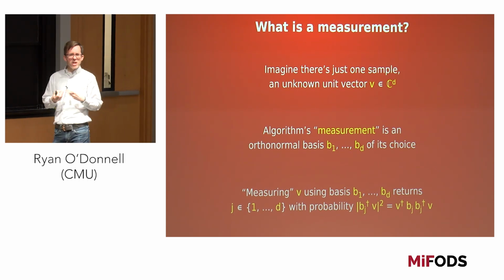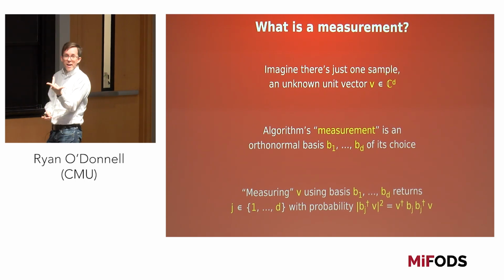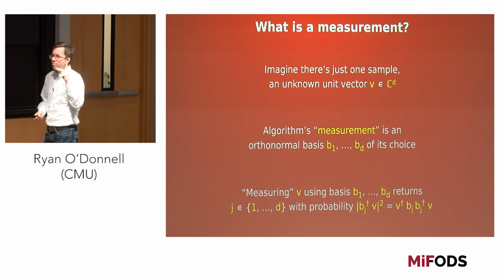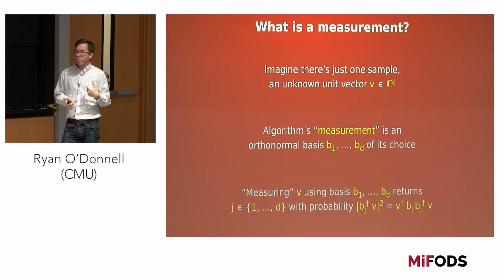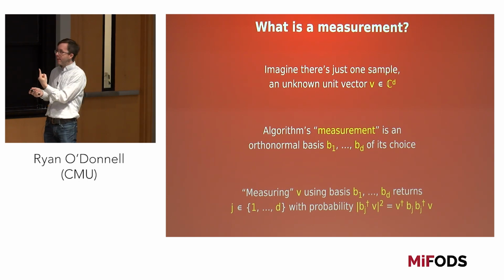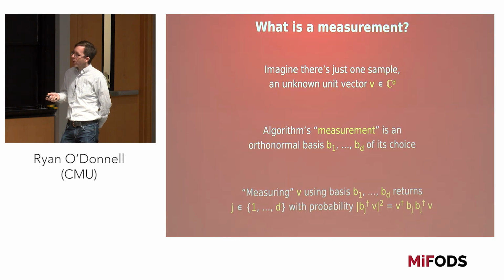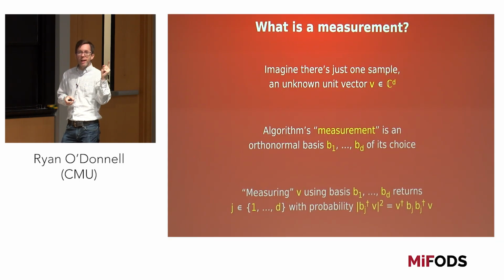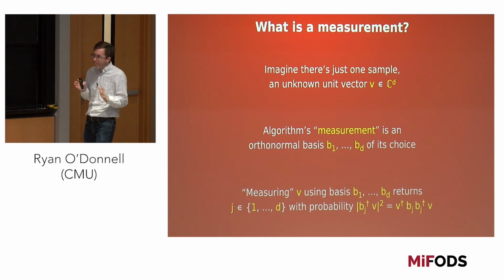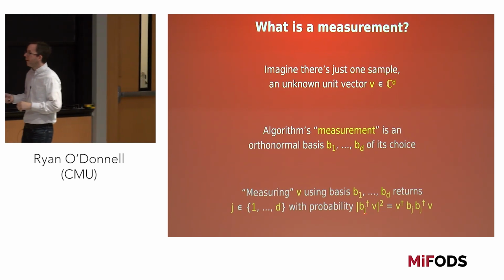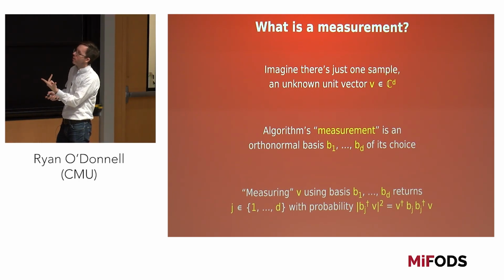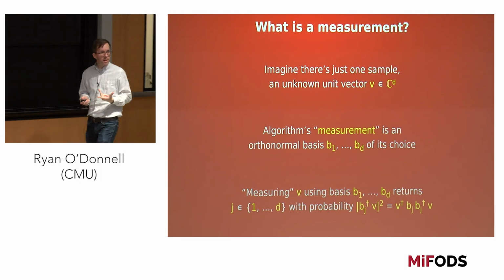OK, so the measurement algorithm, which corresponds to how the algorithm physically measures the particles, is specified by another basis. When you do that measurement to this vector v, you get back classical information, a number 1 through d, corresponding to the d basis vectors b. The probability that you get back j is equal to the squared length of the projection of v onto the jth basis vector. Maybe you've seen this before if you've studied a little bit of quantum computation. Since b is an orthonormal basis and v is a unit vector, these numbers are non-negative and sum up to 1. So this makes sense.